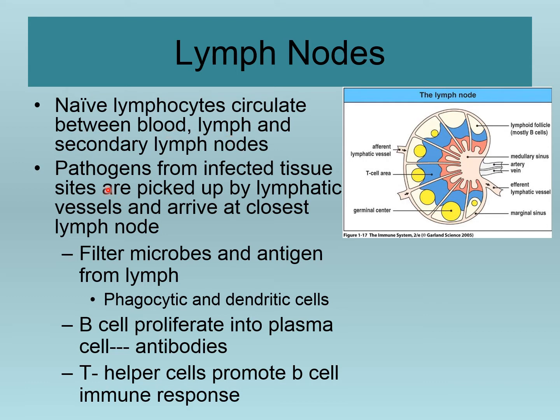The pathogen or microbe from an infected tissue is picked up by the lymphatic vessels and arrives at the closest lymph node. This lymph node filters the microbe and antigen and is the site of interaction of phagocytic cells and dendritic cells. And you can see there are two types of cells of the adaptive immune response, B cells and T cells. B cells are present mostly in the cortex region and T cells in the paracortex region.